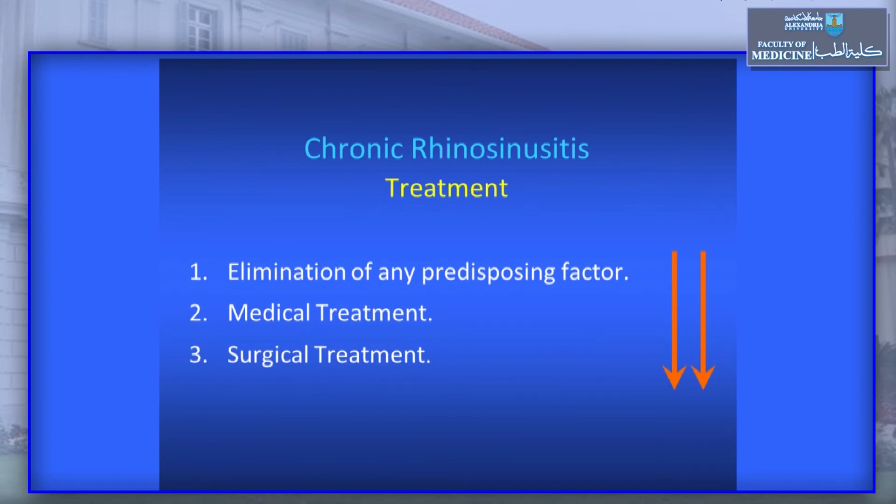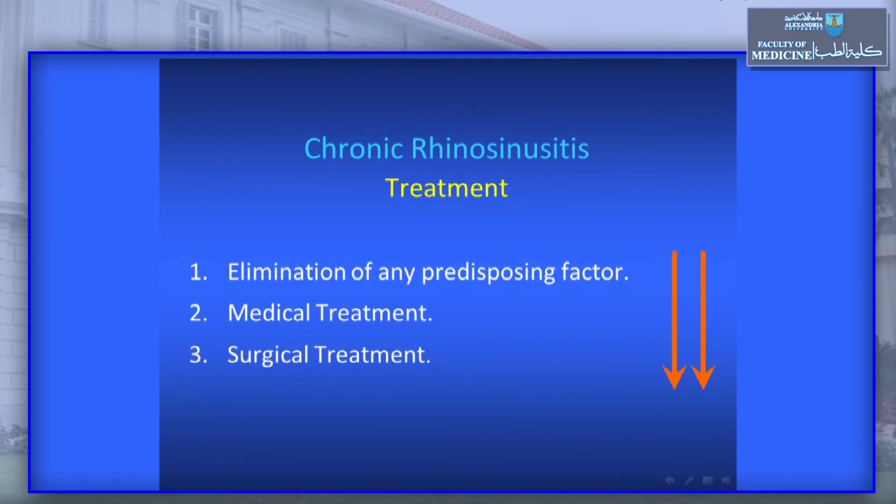What about the treatment of a patient with chronic rhinosinusitis? Treatment is usually initially conservative. We eliminate any predisposing factor that may have contributed to the disease. For example, if the patient is having uncontrolled allergic rhinitis, he should undergo allergy treatment. If the patient has septic teeth, he needs to get these septic teeth managed. If the patient has adenoids, this adenoid needs to be removed.